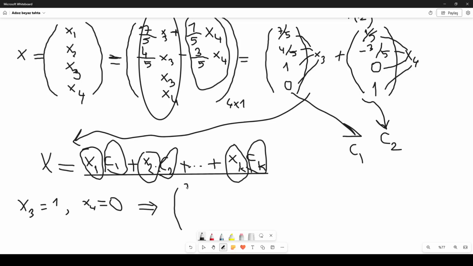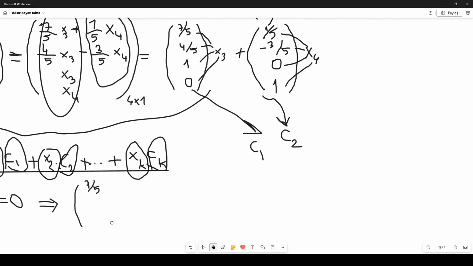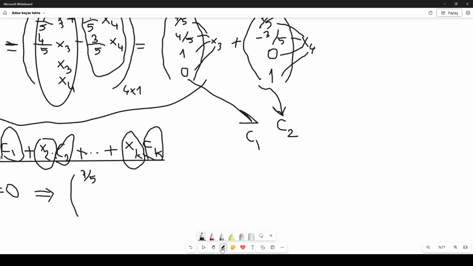What I assert here is that we call them particular solutions. Each of these matrices is called a particular solution, and let's write it in a clearer manner. So 7 over 5, 4 over 5, 1 and 0 is a solution. In other words, it satisfies the equation.